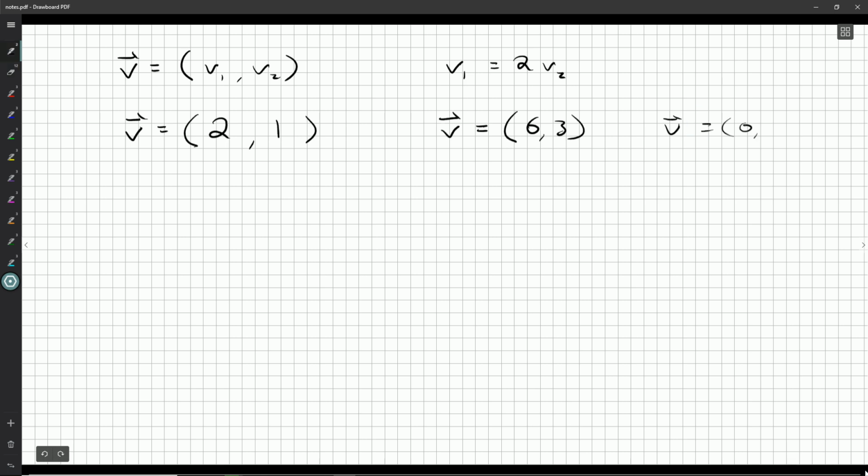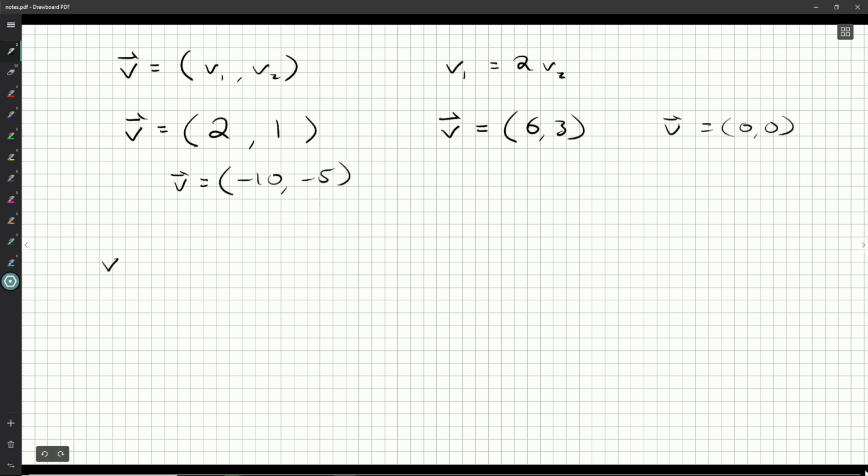0, 0. Because 0 is 2 times 0. So that works. Minus 10, minus 5. As long as you pick a second component, and it can be any number you want, and you double it for your first component, you've done what they've asked.